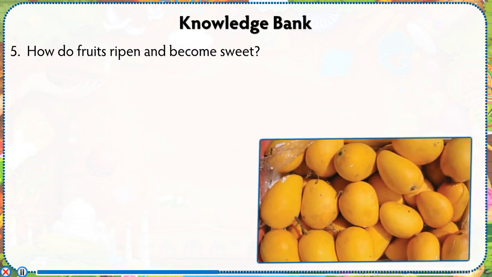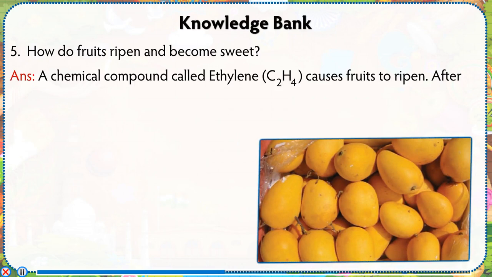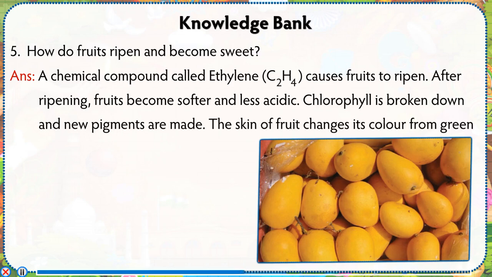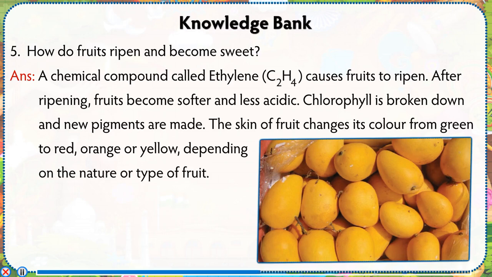Fifth, how do fruits ripen and become sweet? Answer. A chemical compound called ethylene, C2H4, causes fruits to ripen. After ripening, fruits become softer and less acidic. Chlorophyll is broken down and new pigments are made. The skin of fruit changes its color from green to red, orange or yellow depending on the nature or type of fruit.